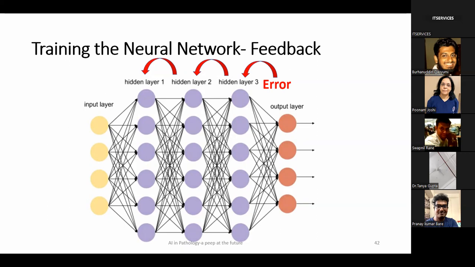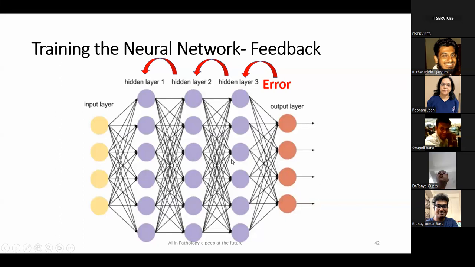Essentially, this is like training a child. You show the child a set of images and say, okay, this is a dog, this is a cat, this is a dog, this is a cat. Initially, the child makes some mistakes, and you keep repeating this using different images of dogs and cats. Eventually, the child will be able to learn what is a dog and what is a cat. So this is entirely how deep learning training happens, where you tell it what we want from it.